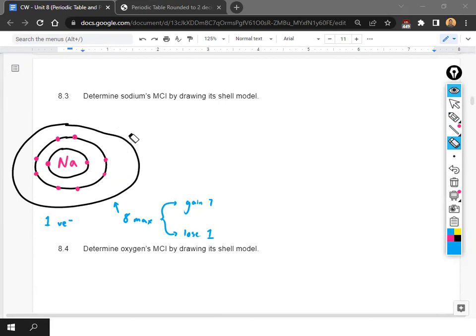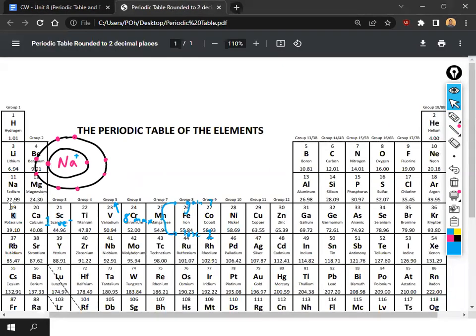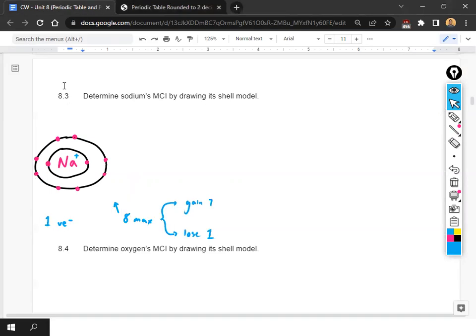This shell is empty, and so that becomes the new valence shell. If you take a look at this valence shell, it's filled with 8 electrons. And so this guy is happy now. That's the reason why sodium in the first column wants to become +1. It's because it wants to get rid of that electron in the valence shell.